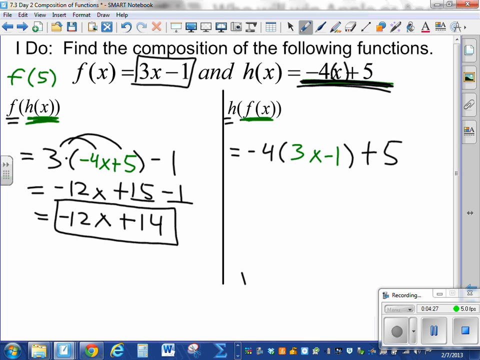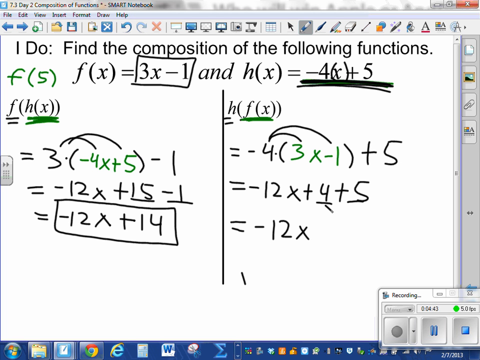All right, so multiply. Negative 4 times 3 is a negative 12x. Negative 4 times a negative 1 is a positive 4. Then you're going to add 5 on. So that's going to be negative 12x. 4 plus 5 comes together, makes a 9. Those two are not like terms, so you cannot put them together.